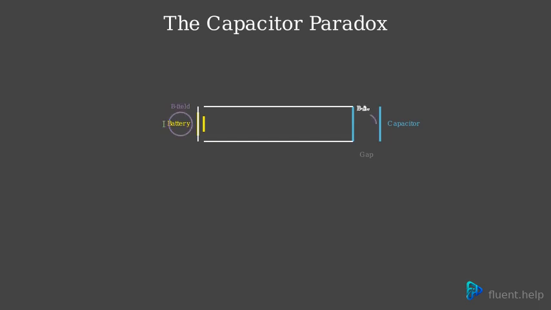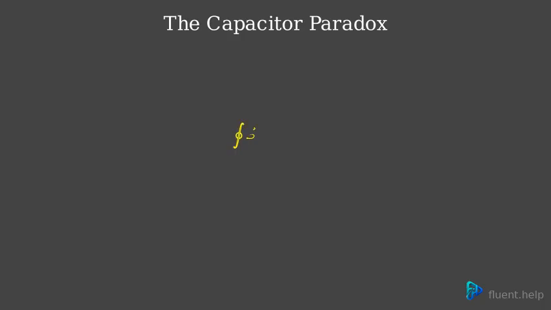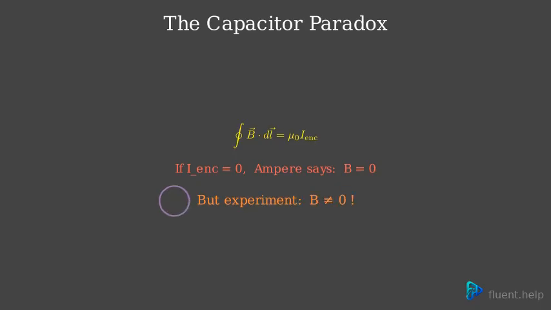But inside the gap between the capacitor plates, there is no current. If you use Ampere's law there, it says the magnetic field should be zero. But experiment shows the magnetic field is definitely there. This paradox meant the law was incomplete. Something was acting like a current in that empty gap.